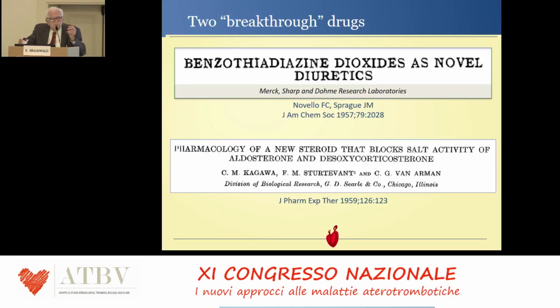In the next few years, still in the 1950s, two very important classes of drugs were developed, and they were developed in industry. The first, by Merck Sharp and Dohme, are the thiazides, chlorothiazide, benzothiazine dioxide, oral diuretics that were potent and changed the whole ballgame. Then coming out of the Searle company, the pharmacology of a drug that blocks aldosterone. We know this is a mineralocorticoid receptor antagonist. So obviously, very important agents.